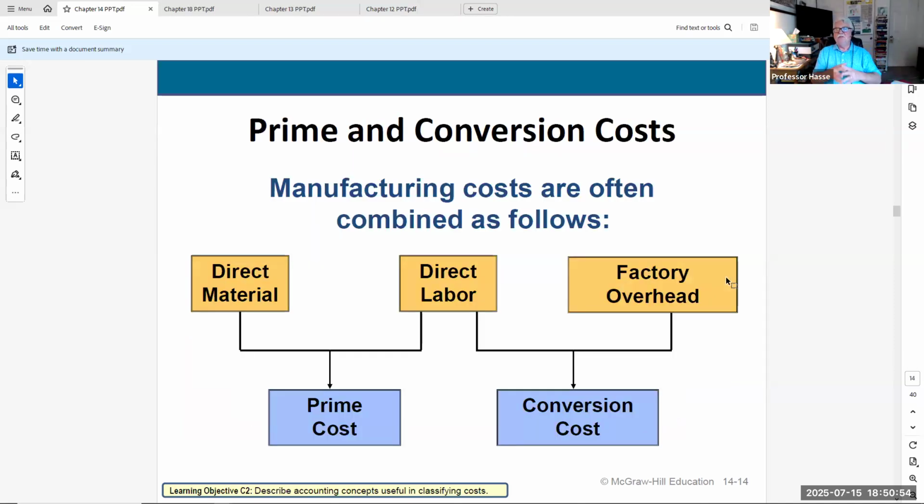Then we have what are called prime and conversion costs. A prime cost is those costs directly associated with producing the product, material and labor. A conversion cost is the cost associated with overhead. In other words, overhead costs come from a variety of areas within your company, and they're assigned to different products.